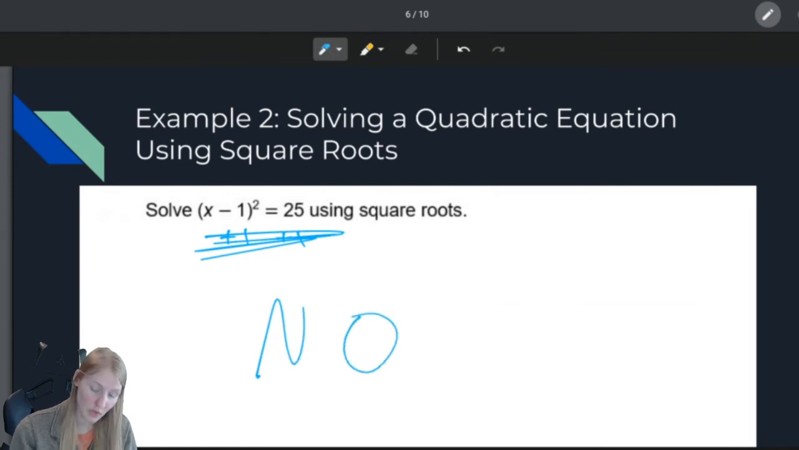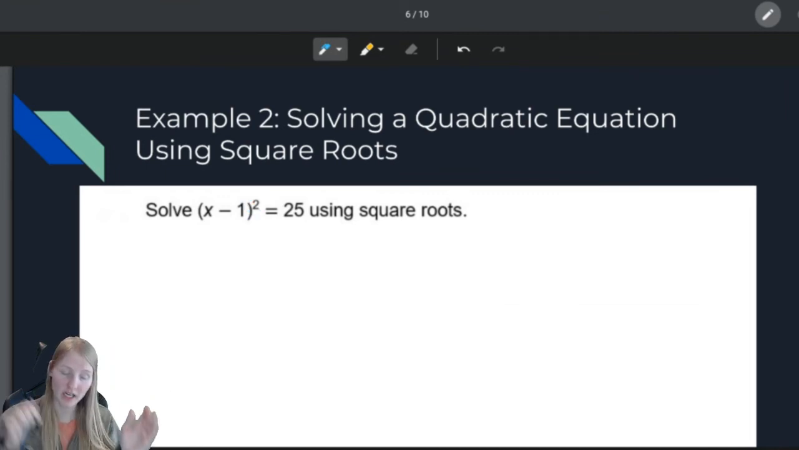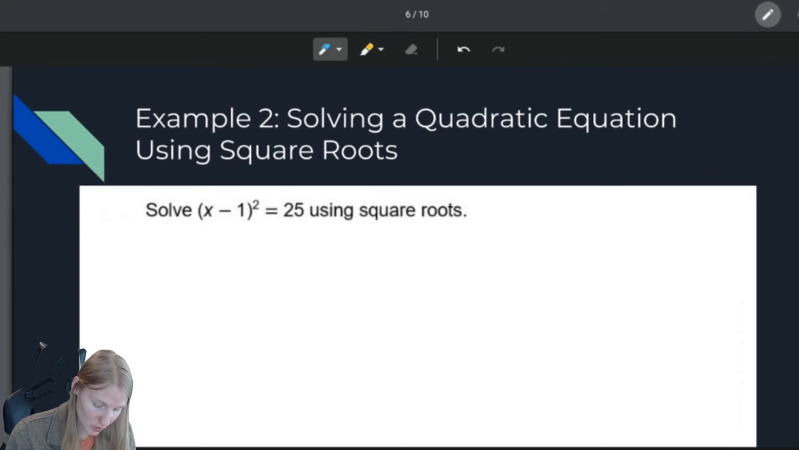No. You cannot do that. Because this negative 1 right here is inside the parentheses. So that's why we cannot add 1, because the 1 is inside the parentheses. So, we need to deal with this square first. When the square is outside of the parentheses, remember this square is squaring this whole thing. So then we need to get rid of the square first.